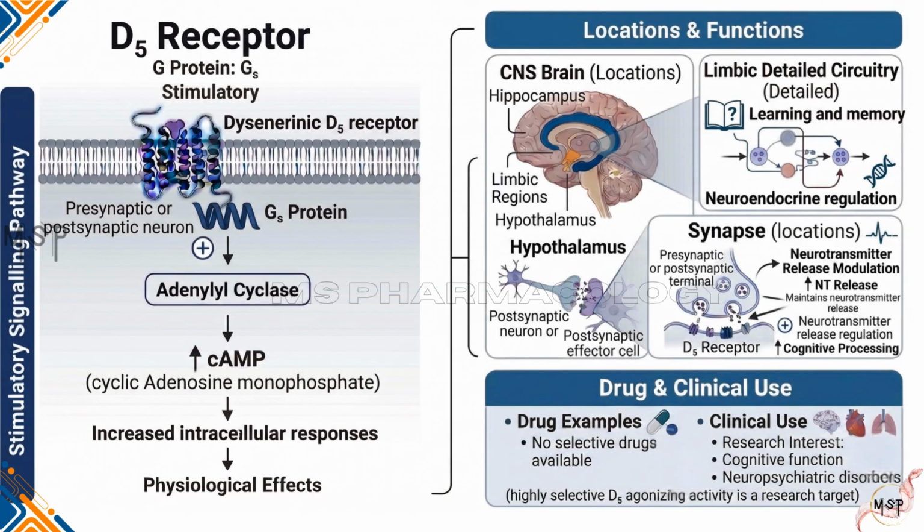Finally, the D5 receptor belongs to the D1-like family and is coupled to Gs proteins. It is found mainly in the hippocampus and hypothalamus. Activation of D5 receptors stimulates adenylyl cyclase and contributes to learning, memory, and neuroendocrine regulation. At present, no drugs selectively target D5 receptors, and much of their physiological significance remains an active area of research.